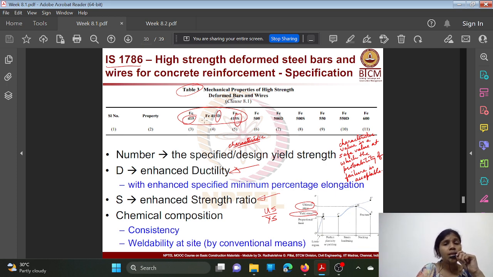Okay. So what does this number represent? This 415, we have already discussed in the earlier lectures, right? The number represents the specified or design yield strength, nothing but the characteristic strength of the steel, whereas the alphabet D represents the enhanced ductility. That means Fe415 bars with enhanced ductility, that means with enhanced specified minimum percentage elongation. Okay. And the alphabet S represents the enhanced strength ratio, that means the ratio between ultimate stress to the yield stress. Okay.